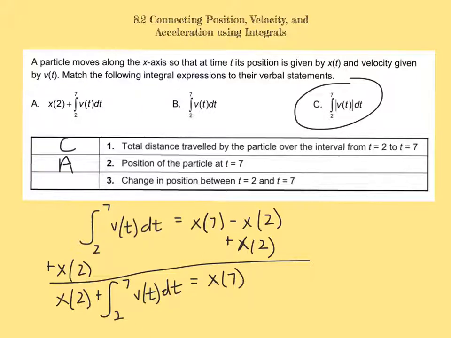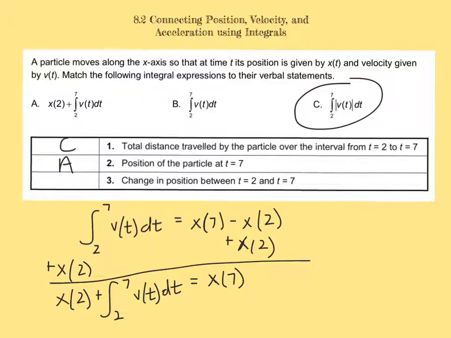Okay, then our last one's B, the change in position between 2 and 7. We've discussed this. This is the displacement, right? How much we've changed. So that's this right here before I added x of 2 to both sides. It's telling me how much I've changed. My change in position between time is 2 and time is 7. Change in, right, means to subtract. So that's using the fundamental theorem of calc right here.